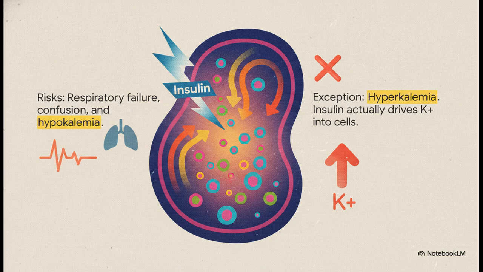This profound intracellular shift directly causes severe cardiac arrhythmias, neuromuscular confusion, and even respiratory failure. So the next time you see a massive insulin surge in a recovering malnourished patient, ask yourself, are you completely prepared to manage the silent, sudden crash of those vital intracellular ions?